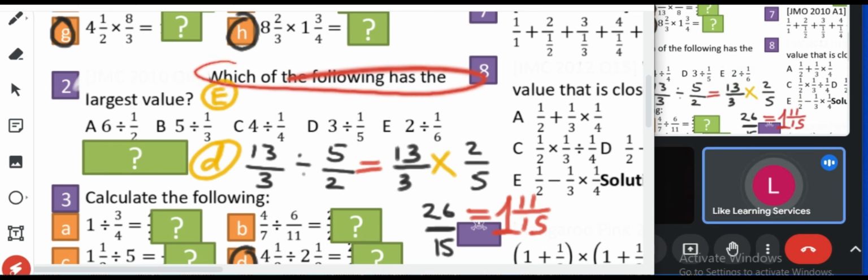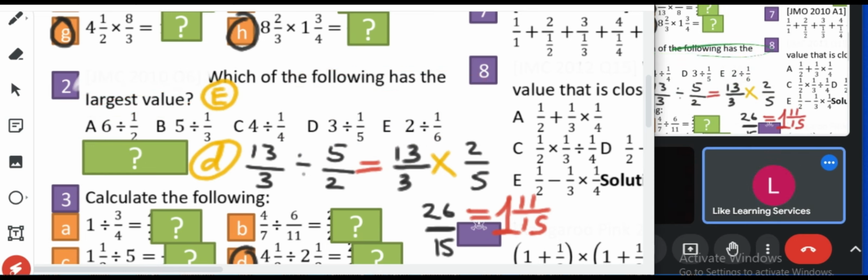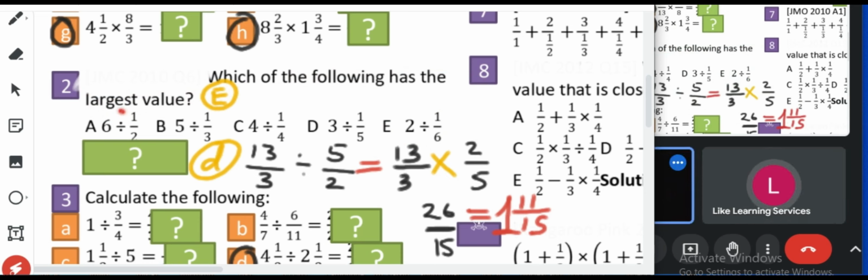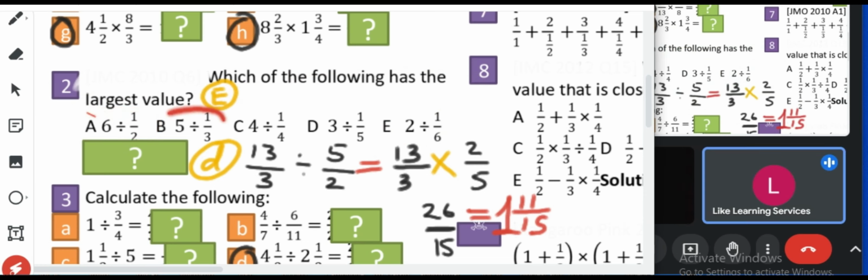Read out the question itself, so that you know what I'm talking about. Which of the following has the largest value? To do that, you have to find out what A is, find out what B is, find out what C is, find out what D is, find out what E is, before you find out which one has the highest value. But I just want you to try out what E is. Go ahead and try what E is. What will E give?